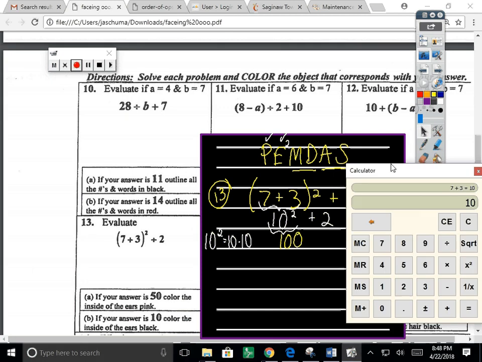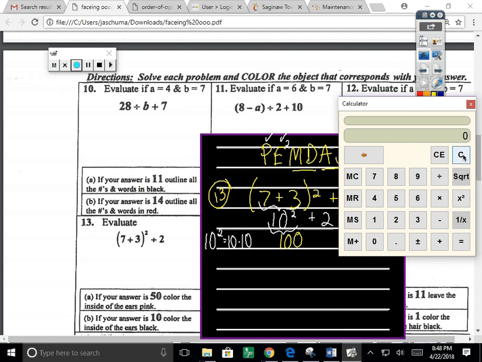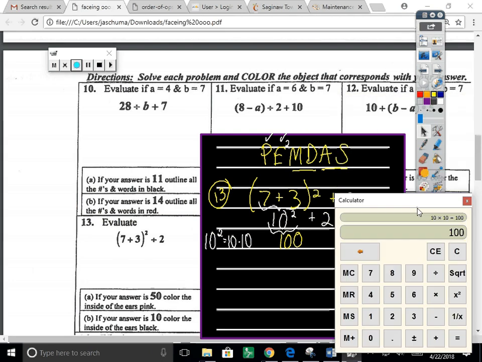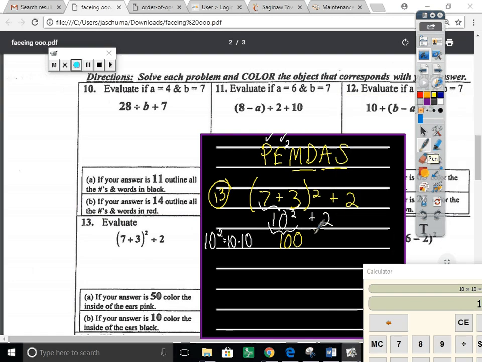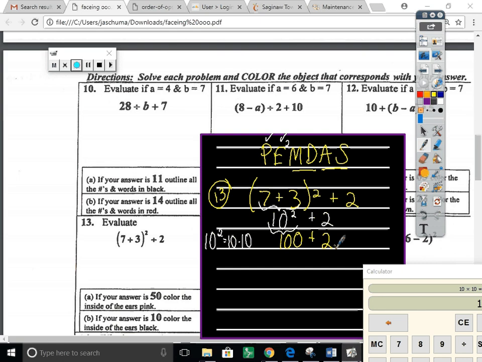And if you don't believe me, this would be a great spot to use your calculator. Clear it out, and let's say 10 times itself times 10. Oh, yep, 100 was good. Let's bring down the plus 2 that's happening here, and there's no multiplication or division. Thanks for checking. But there is addition, so this is my final move. Let's add. What's 100 plus 2? Well, I hope you're thinking add on 2, 102. You can always check it on your basic calculator.